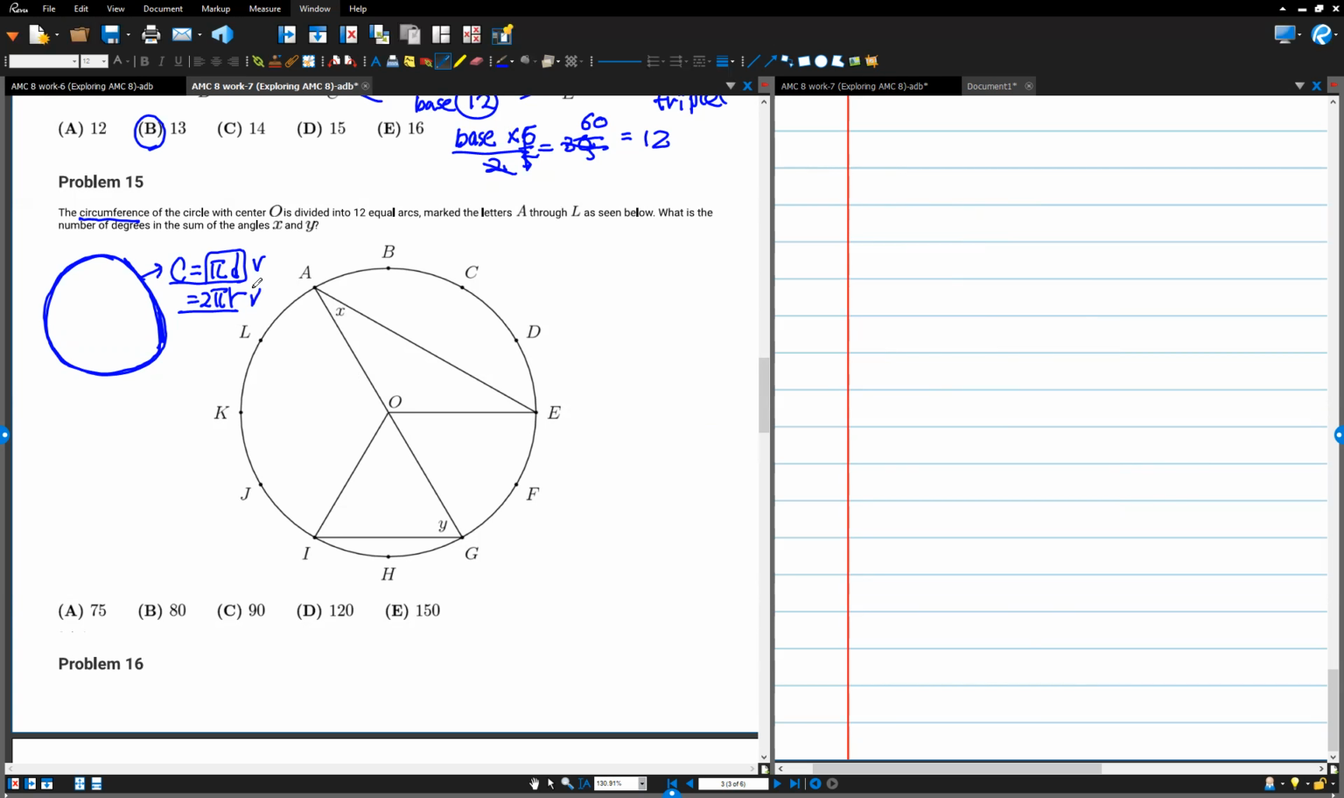The center divides the circle into 12 equal arcs. This is an arc: 1, 2, 3, 4, equal lengths. They are all equal. What is the number of degrees in the sum of angles x plus y? This is x over here, y over here. What is the sum of these two angles? Wow, this is a little hard, but you gotta know this one. When you have a circle over here, I'm going to use it. This is a circle.